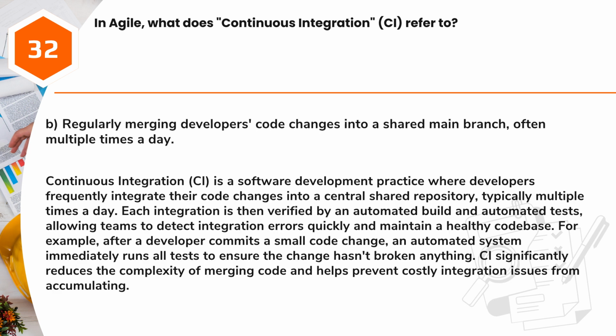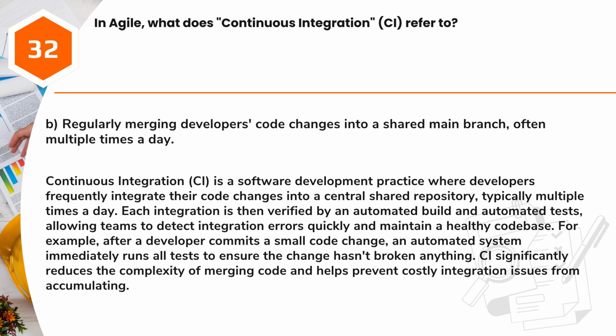Answer, B. Regularly merging developers' code changes into a shared main branch, often multiple times a day. Continuous integration, CI, is a software development practice where developers frequently integrate their code changes into a central shared repository, typically multiple times a day. Each integration is then verified by an automated build and automated tests, allowing teams to detect integration errors quickly and maintain a healthy code base.